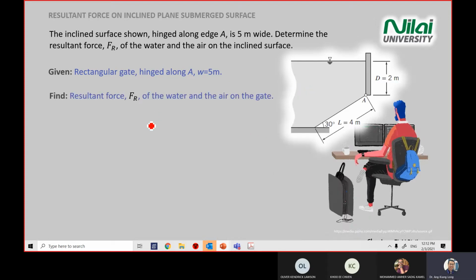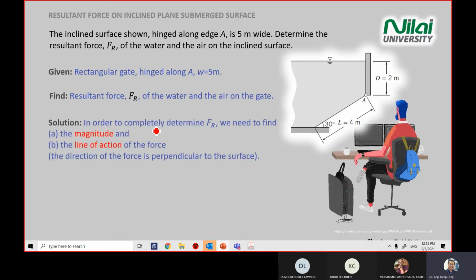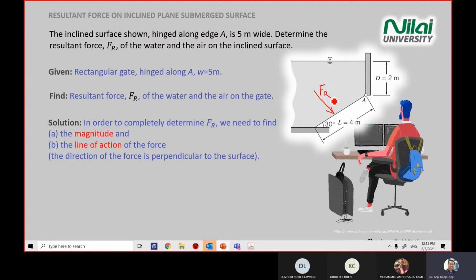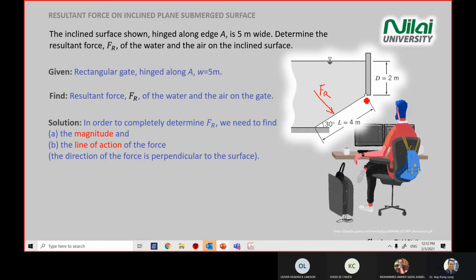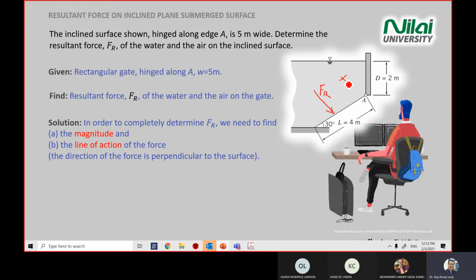Okay, we need to find the resultant force. What are the steps? As you can see on the screen here, there are some suggested steps. We need to focus on the magnitude of our resultant force, Fr, which acts in this direction. We need to find the magnitude and also the line of action, meaning the location of our Fr, so we need to find our x prime, y prime.